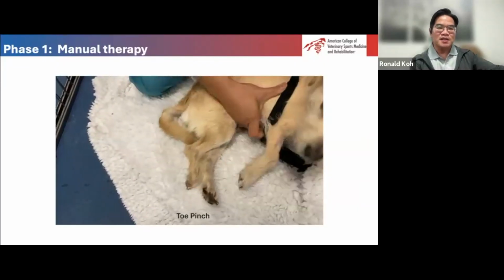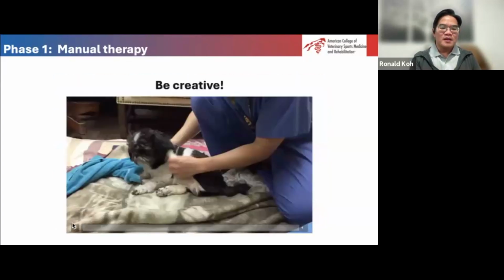So when you pinch it, they will flex it by contracting the hamstrings, but you kind of keep pulling it, let the muscle contract for a few seconds before you let go. So it's a very good way to stimulate that.